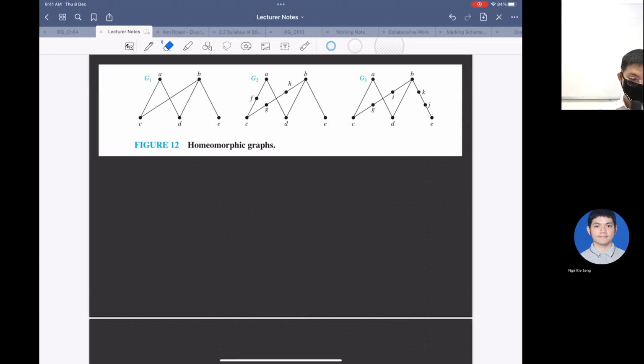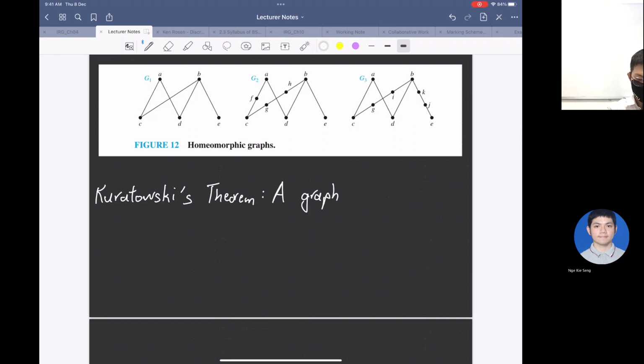In the textbook, they give this example here. These three are all homeomorphic because you can just cut the edges into half or more than half and then keep cutting. But there's one powerful theorem here. This is by Kuratowski. At first I thought he was Japanese, actually he's not. He's a Polish mathematician.